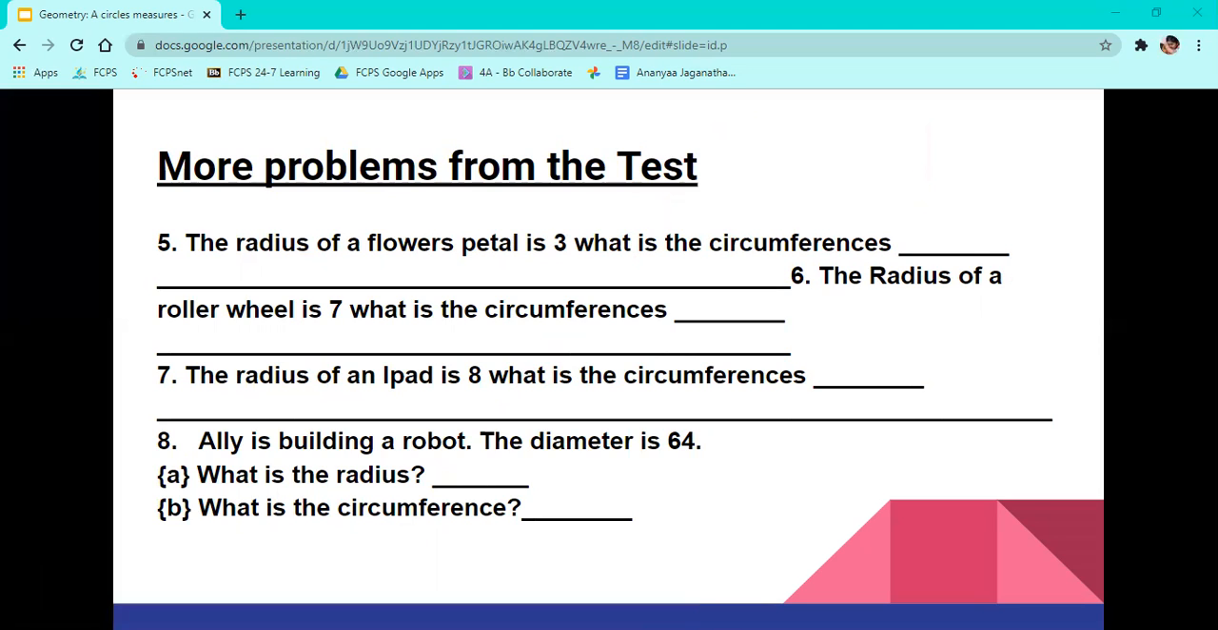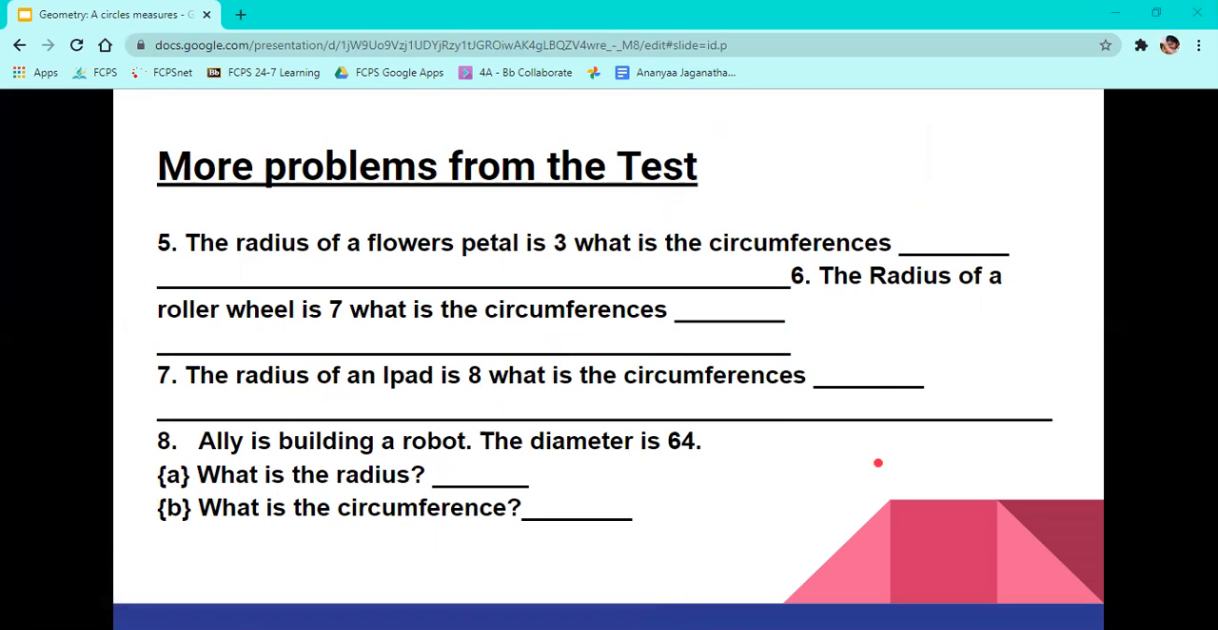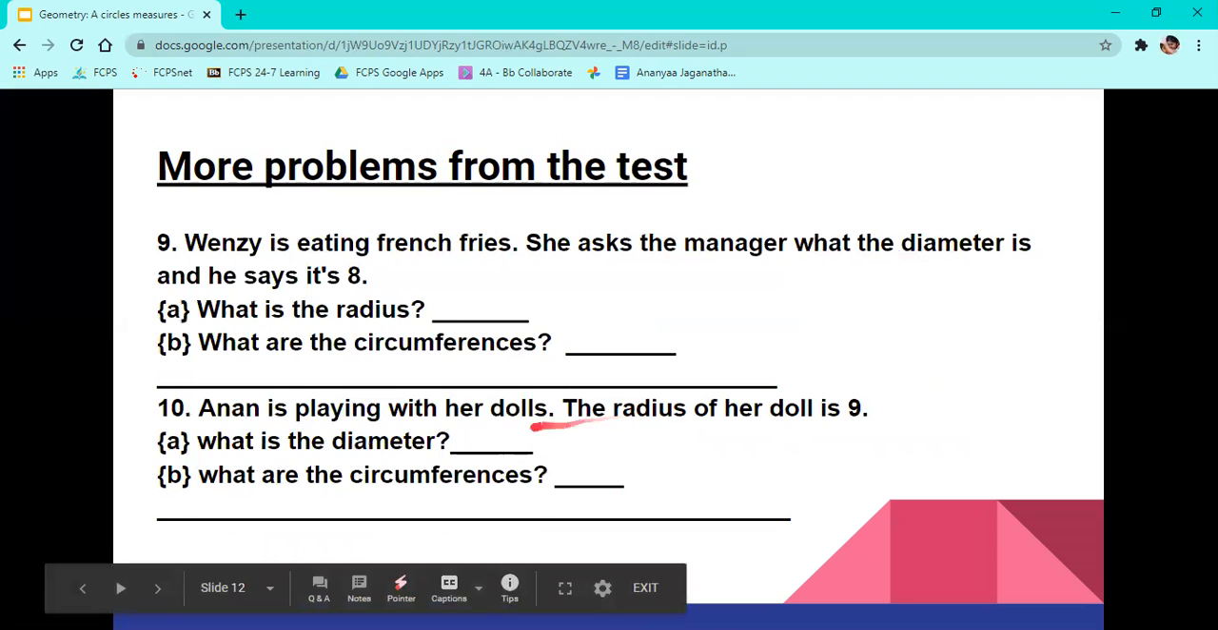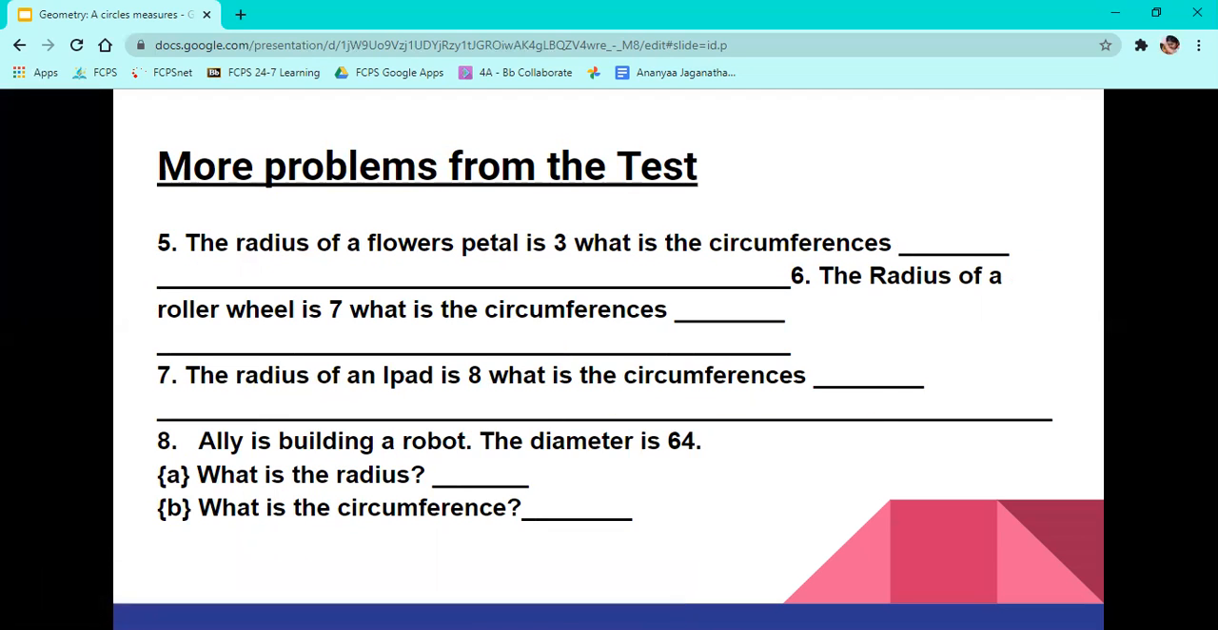Okay, guys, I think that's enough time we gave you. If you think that's not, please pause this video because that will ensure that you're learning. Number 5's answer is 9.42. Number 6's answer is 21.98. Number 7's answer is 25.12. Number 8A is 32, 8B is 100.48. That's a big number. Now we'll be moving on to the next slide.